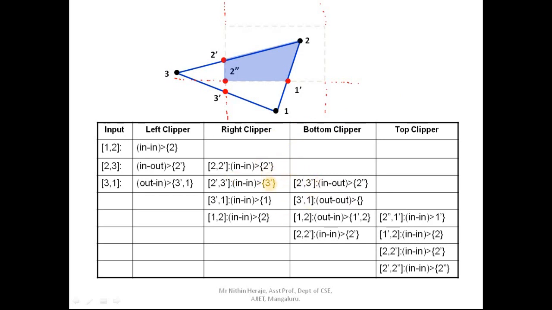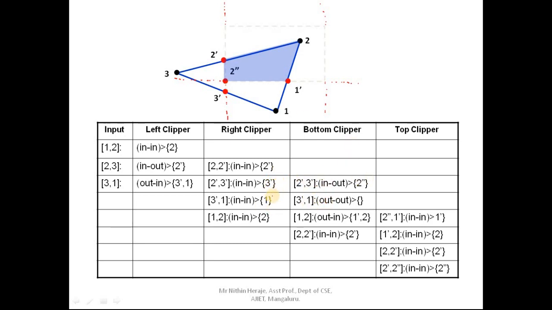So you can just look at this. First is 2 dash, 3 dash. So where is 2 dash? 2 dash is here, 3 dash is here. So 2 dash is inside, 3 dash is outside. So in to out, when it is into out, the output will be 2 double dash, that is this particular intersection point, that is 2 double dash will be saved as output.